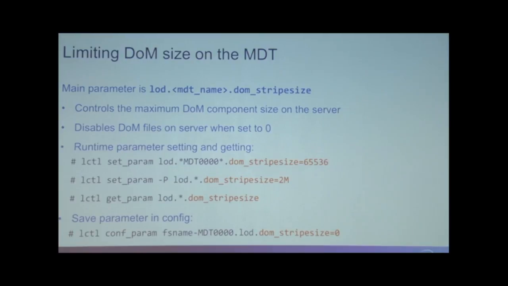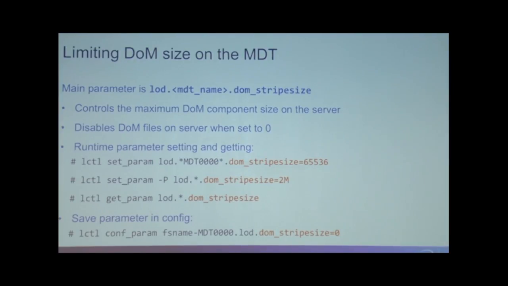Also, the server-side limit, a quick example. That's done with a dom_stripe_size parameter that now exists. And that, again, controls the maximum size that will be allowed for a DOM component by that specific server. Setting it to 0, which is the last example, will disable DOM files for that server. So again, just a few examples to step through.